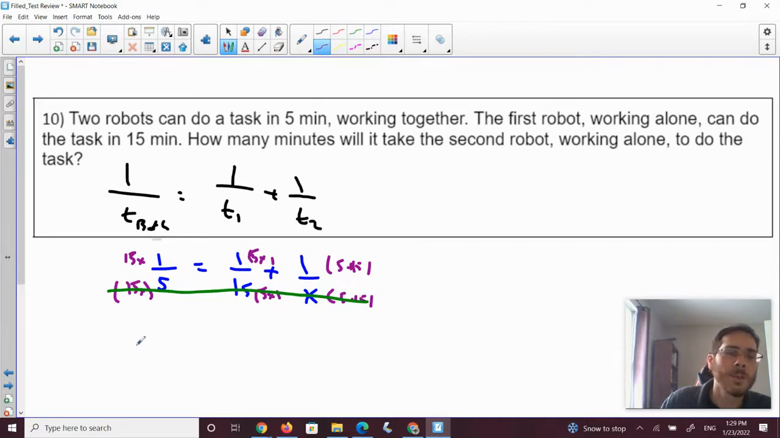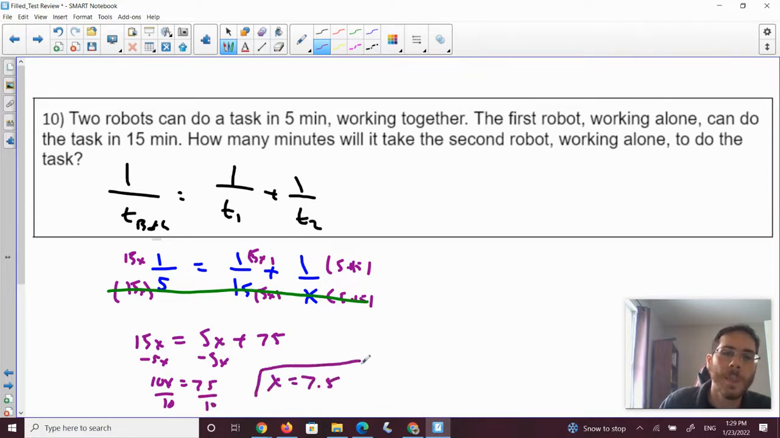So 15x times 1 is 15x. This is 5x times 1 is 5x. And then 1 times 5 times 15 is 75. All right, so this is a normal equation to solve. Subtract 5x from both sides. So 10x equals 75. Divide both sides by 10, and x equals 7.5 minutes.